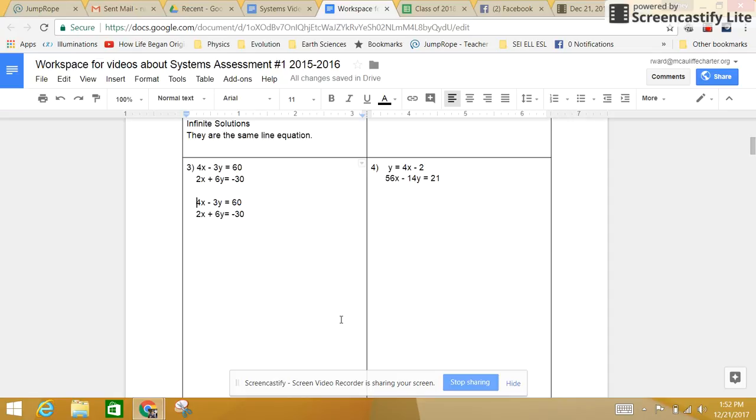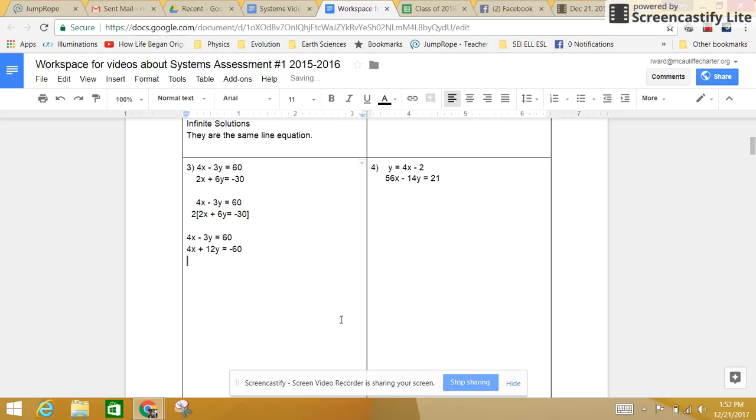So I need to do something to get the x coefficients the same. I've got 2 and 4. The easiest thing is to multiply this one times 2. I'll double everything, and I'll end up with a 4x. So I'm going to rewrite that one. I'll write the first one. It's 4x minus 3y equals 60 still. And the next one that I just multiplied times 2 is now 4x plus 12y equals negative 60.